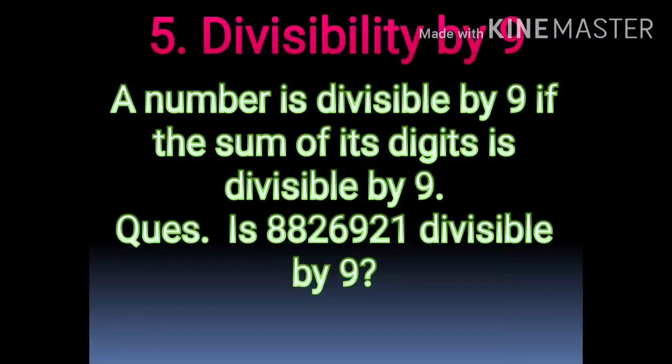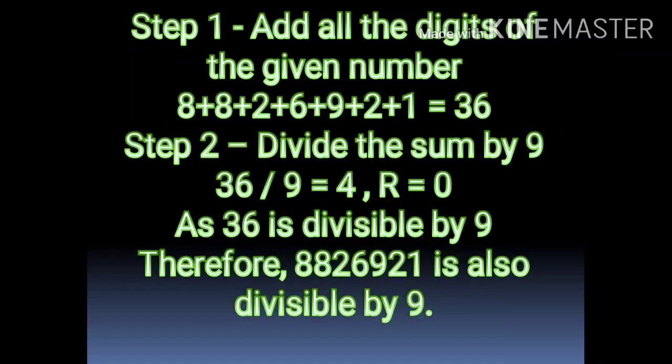So to check this, we have two steps. Step 1 is add all the digits of the given number. We have to add the digits of the number. That means 8 plus 8 plus 2 plus 6 plus 9 plus 2 plus 1. And the result we will get here is 36. Then step 2 is divide the sum by 9. It means we have to divide 36 by 9. And on dividing 36 by 9, we will get 4 as quotient and 0 as remainder. So it is clear here that 36 is divisible by 9. It means the complete number 88,26,921 will also be divisible by 9.